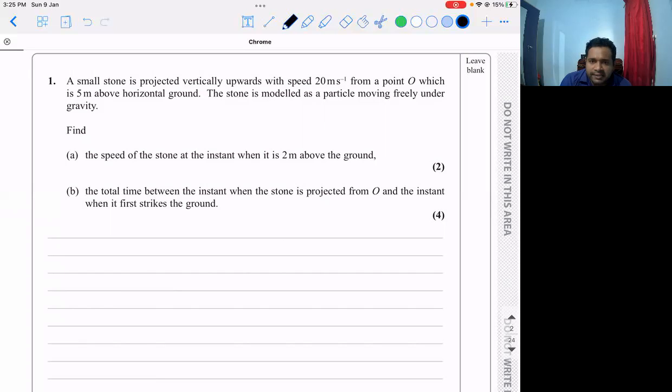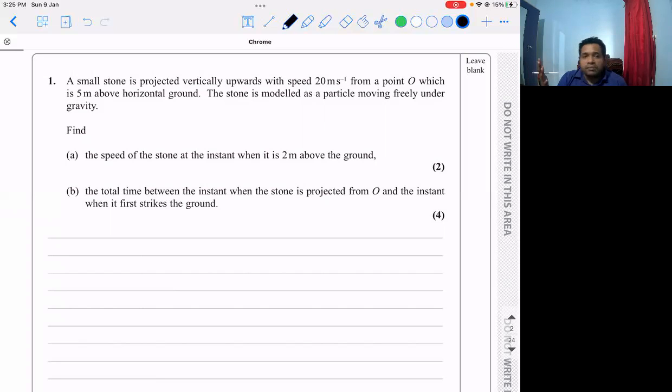So this question has two parts. The first part is the speed of the stone. We want to find the speed of the stone at the instant when it is 2 meters above the ground. So that is our question. Then the second question is to find the time. We will go to that after finding the answer for the A part.